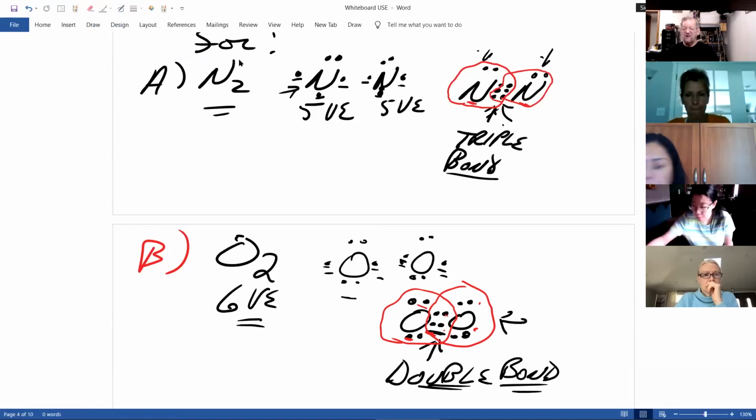And the next time you're at a party, do not tell someone, you know, when you're breathing like that, you're inhaling oxygen gas that has a double bond. Don't do that.